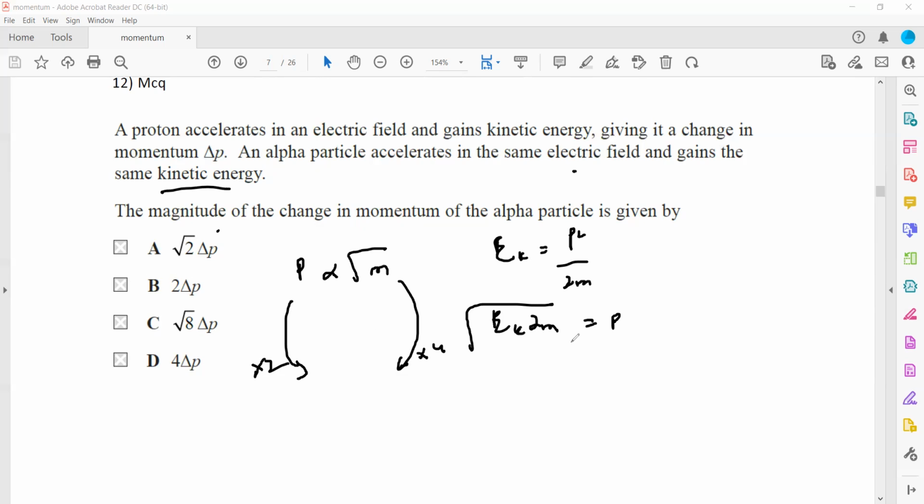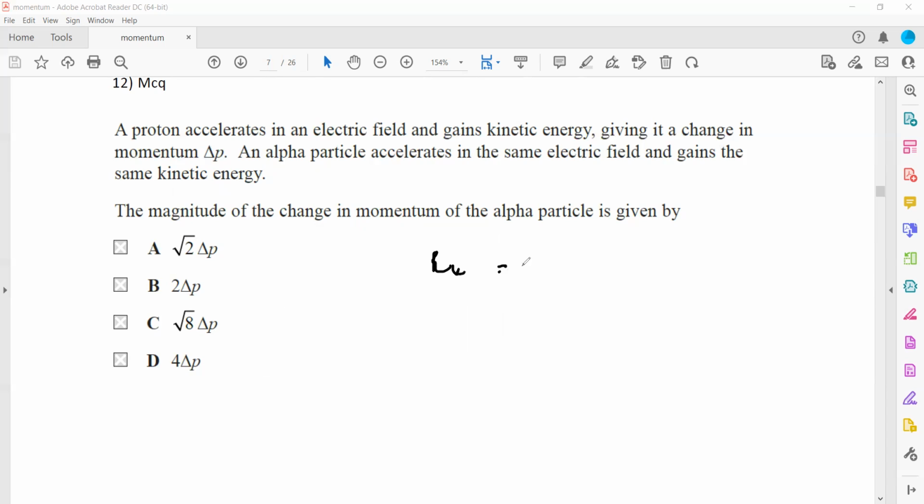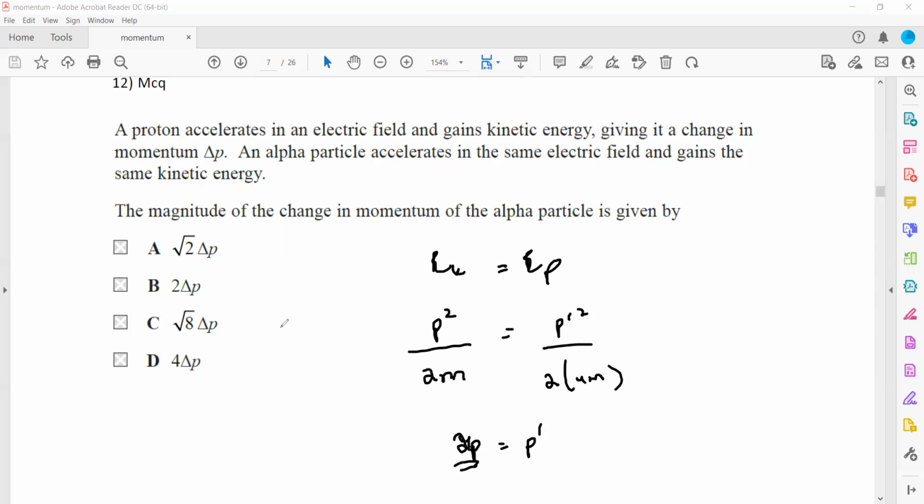So either you can use this relation, or you can compare that the kinetic energy of the proton is equal to the kinetic energy of the alpha particle. Kinetic energy of the proton is p squared over 2m, whereas for the alpha particle the momentum is p dash squared over 2 into 4m. When you simplify, you will get that the momentum of the alpha particle is twice the momentum of the proton. That's why option B is the right one.